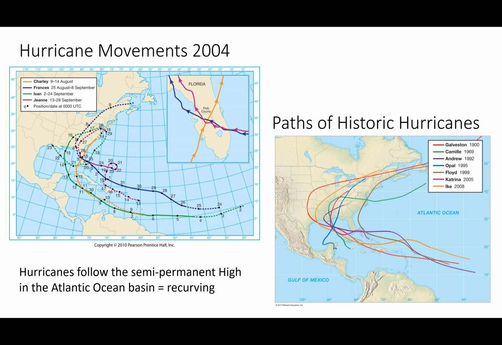Something called recurving, which just fascinates me. Recurving takes advantage of a relative high pressure here in the Atlantic Ocean, so it comes in and goes around. That's recurving. And it can have all sorts of stages of development as it does that.